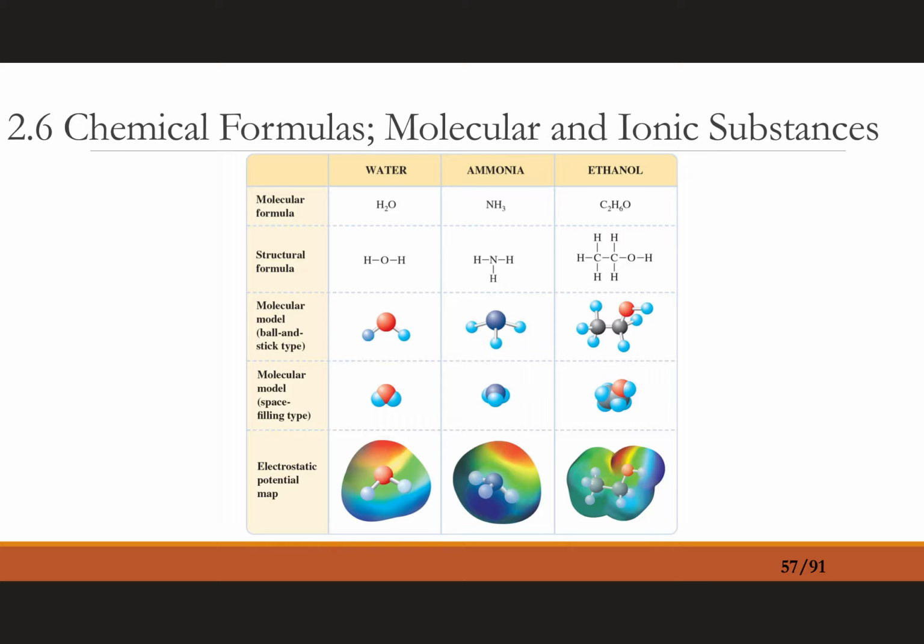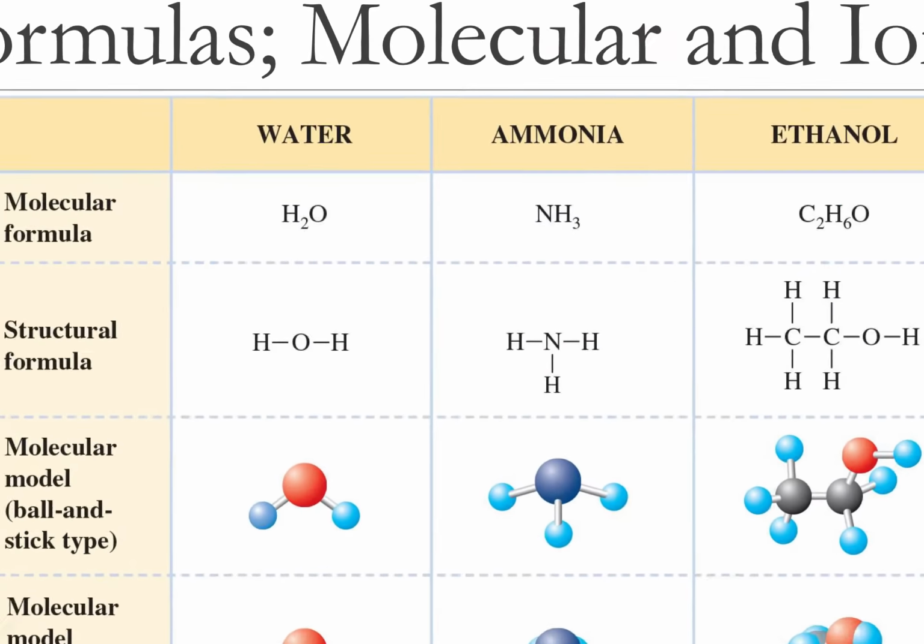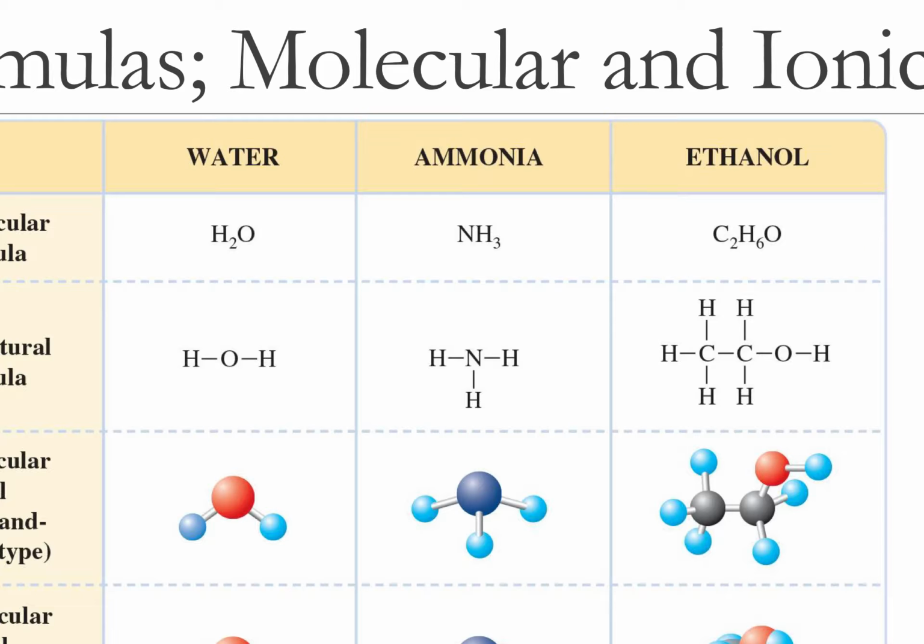So here we have 3 example compounds: water, ammonia, ethanol. Each of these are going to be molecular compounds where the atoms are sharing electrons. You can see water has the molecular formula of H2O, ammonia is NH3, and ethanol is C2H6O. The subscript numbers tell you the number of atoms of those elements. So water has 2 hydrogens and 1 oxygen. We leave out 1, it's unnecessary. Ammonia has 1 nitrogen and 3 hydrogens. Ethanol has 2 carbons, 6 hydrogens, and 1 oxygen.